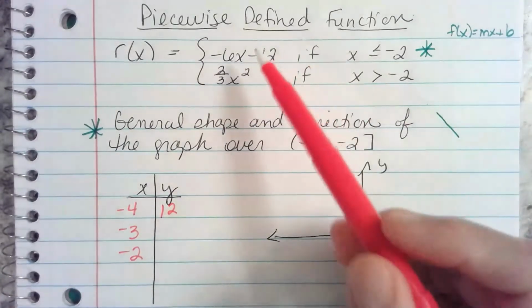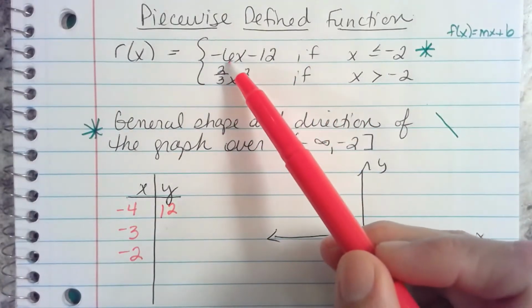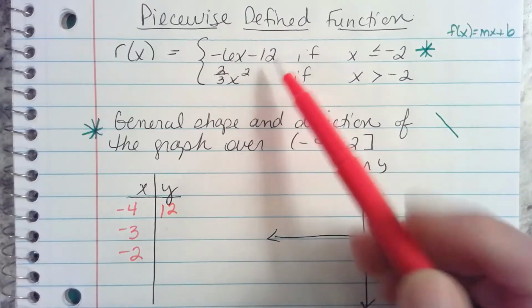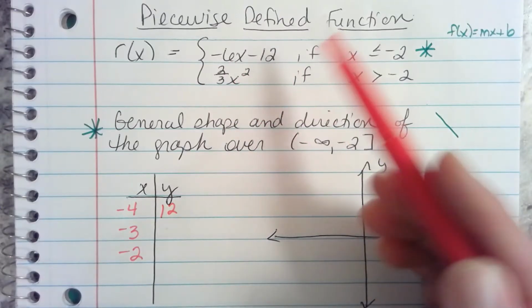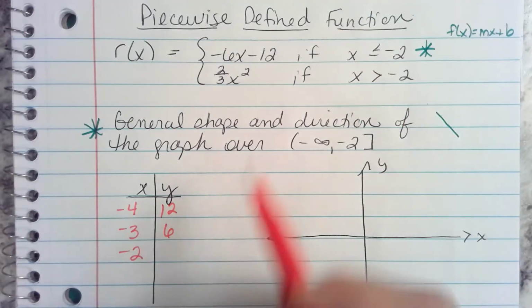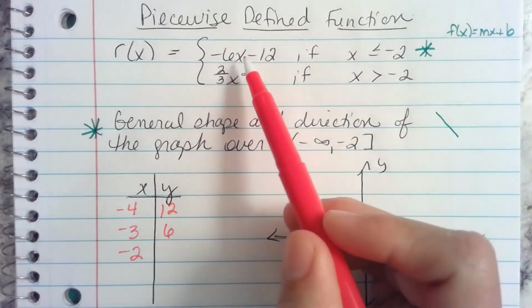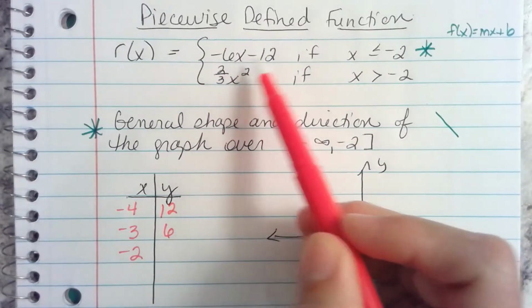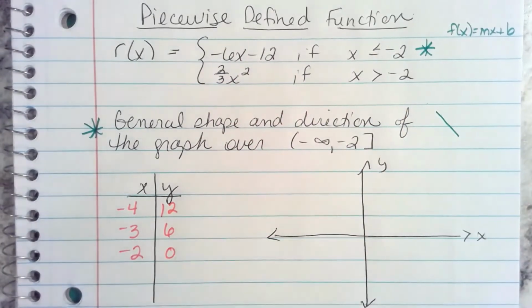Now we plug in negative 3. Negative 3 times negative 6 is 18. 18 minus 12 is 6. Sorry, my video froze. There we go. Now negative 2. So negative 6 times negative 2 is 12. 12 minus 12 is 0.